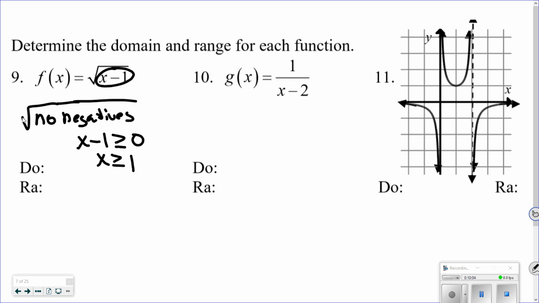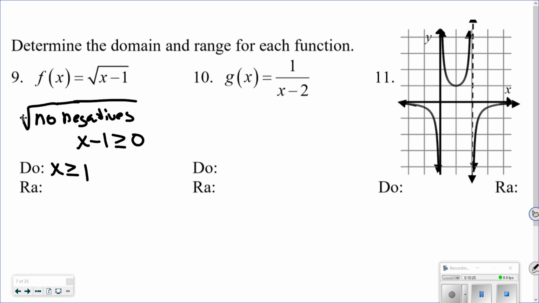Right, think about that for a second. If I plug 1 in, 1 minus 1 is 0, square root of 0 is 0. If I plug 2 in, 2 minus 1 is 1, square root of 1 is 1. If I plug 3 in, 3 minus 1 is 2, square root of 2 is a decimal. But if I try plugging a number smaller than 1, like 0, I get 0 minus 1 is negative 1, square root of negative 1 is not a real number. So that's my domain right there.